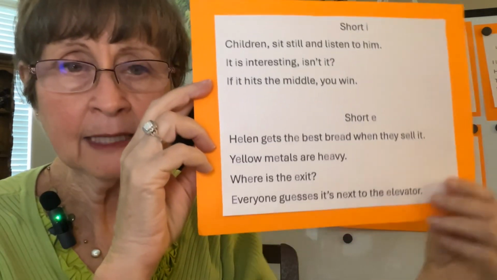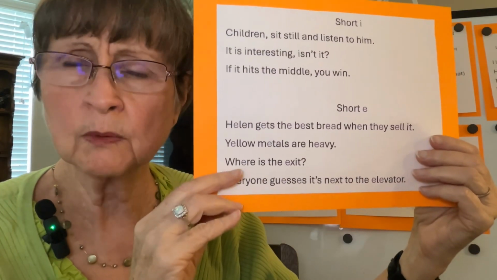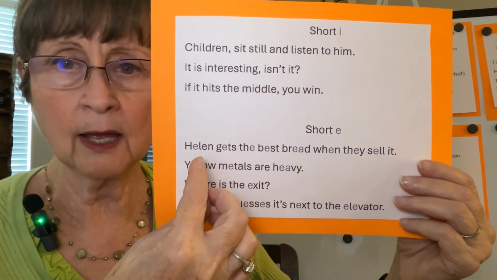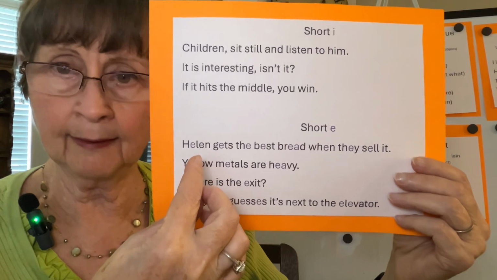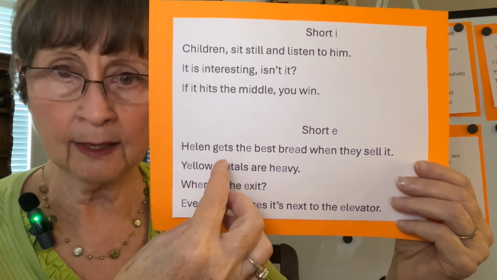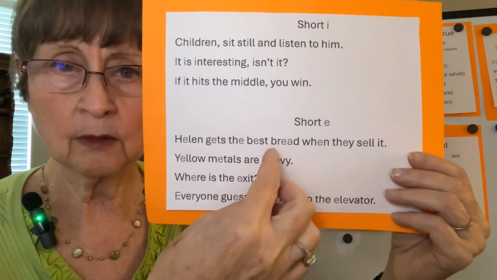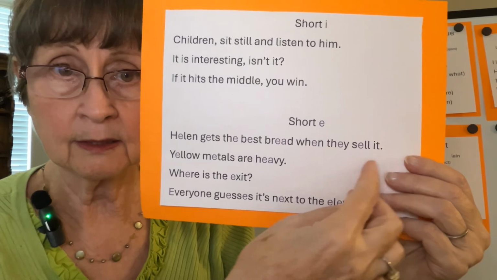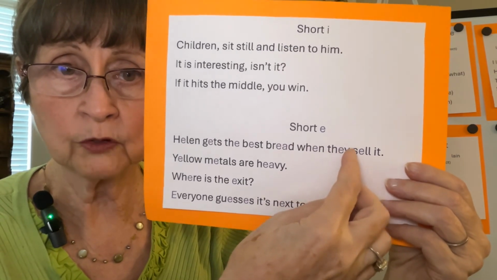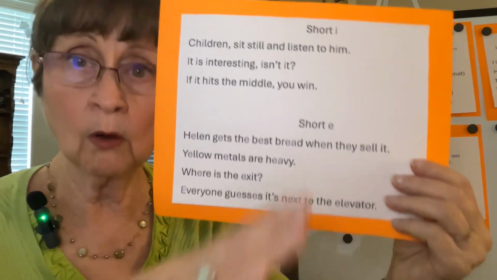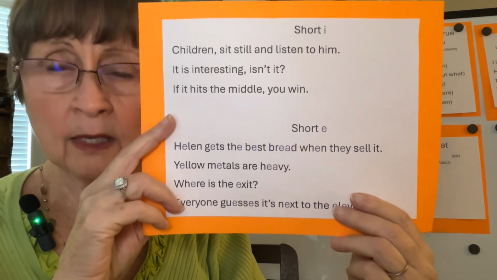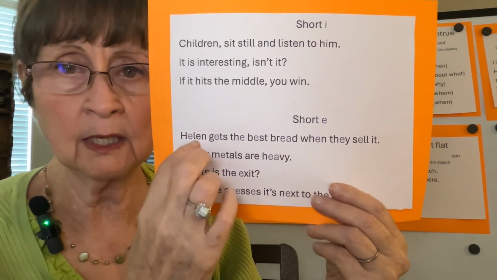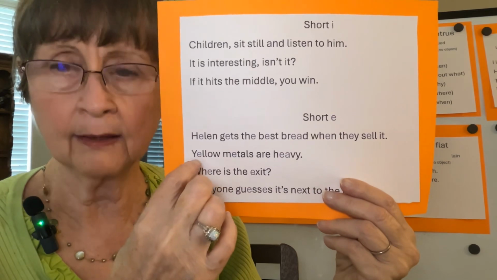And the short E is E. Most people say it correctly in the word yes. Don't make it sound like a long A. It's not Helen, it's Helen. Helen gets the best bread when they sell it. Now this one, because of the Y, almost turns it into a long A, because you have to go up for the Y sound. They starts sounding like they. Very little difference, but most of the time the E that's short, you can tell it's E, not A.